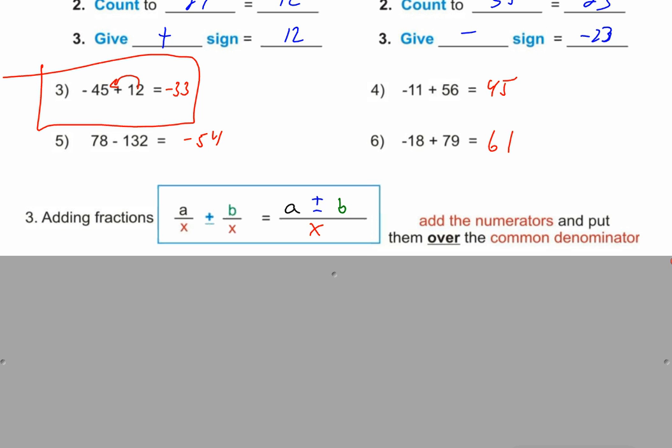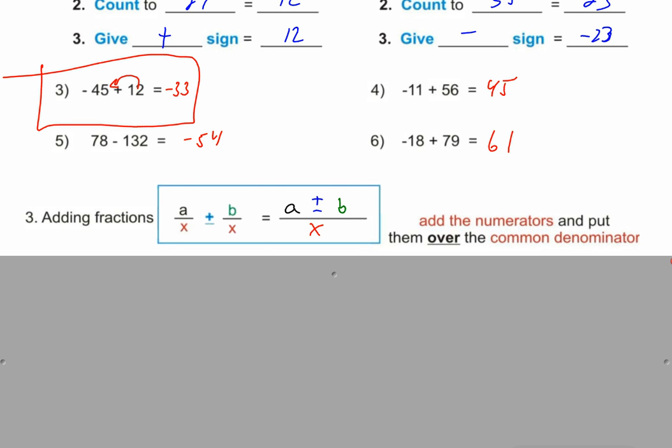I don't know what the fraction phobia is. You know, if you're going to add fractions, you got to have a common denominator. You add the numerators, put them over the common denominator. Why can't we remember that? That's like not even all that much stuff. Got to have a common denominator. Add the numerators, put them over their common denominator. Done. All right, what's the big deal?